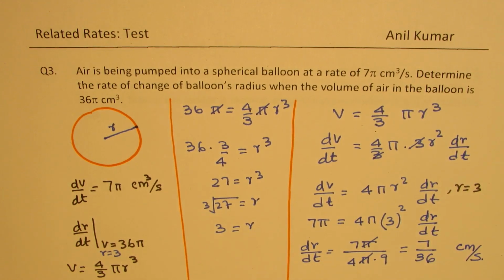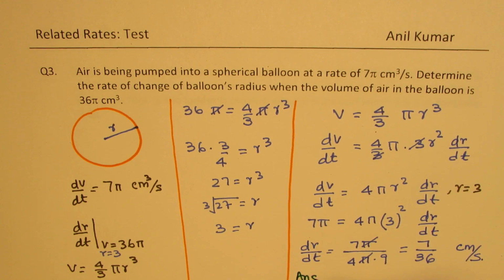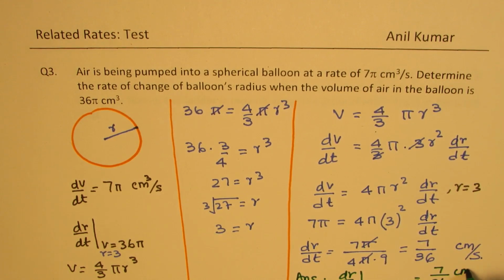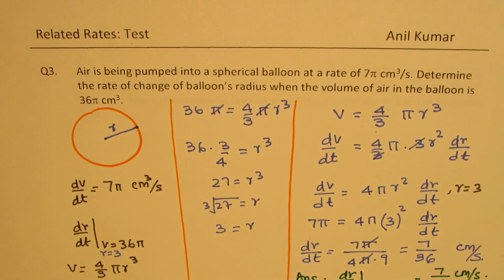So the rate of change of the balloon's radius, we can write down now the answer: the rate of change of the balloon's radius with time when the volume is 36 pi is equal to 7 over 36 centimeters per second. Clear? So that is how we are going to solve this. Let's move on and take the next question.